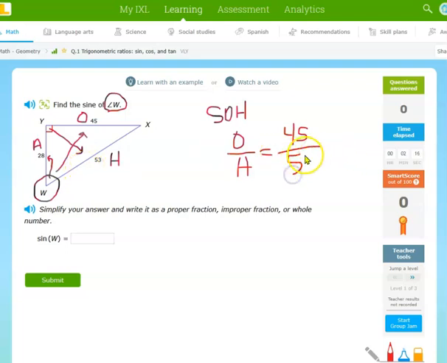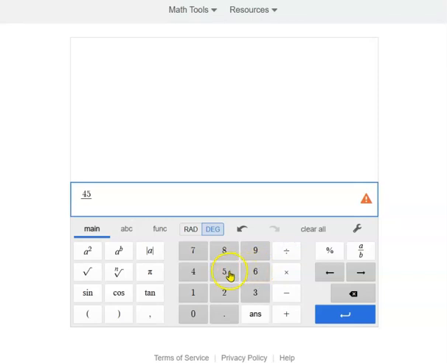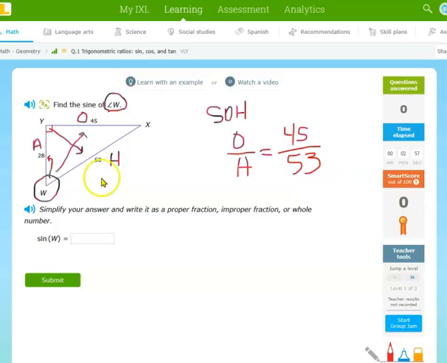And then we need to check to see if we can simplify this fraction. So to simplify, I'm going to pop open the Desmos calculator. I'm going to put 45 over 53 in. You can do divided by 53, or you can use the little fraction tool here. We don't want to use the decimal. We want the fraction equivalent, and it's still just 45 over 53. It cannot be simplified. So that is going to be our final answer.